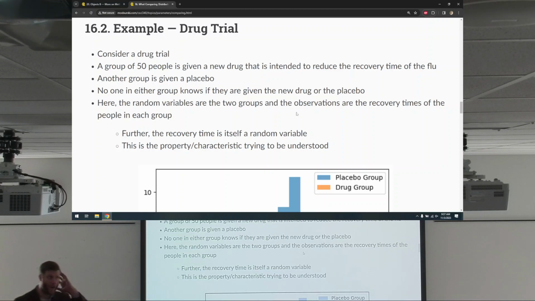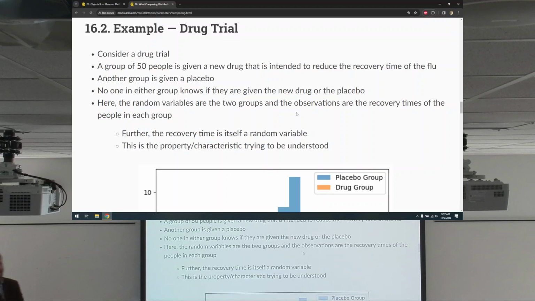No one in either group knows whether they have the new drug or the placebo. So here, the random variables are the two groups. There's two random variables, one for each group: the group that got the placebo and the group that got the actual new drug. And the observations I'm going to make are the recovery times from the flu.